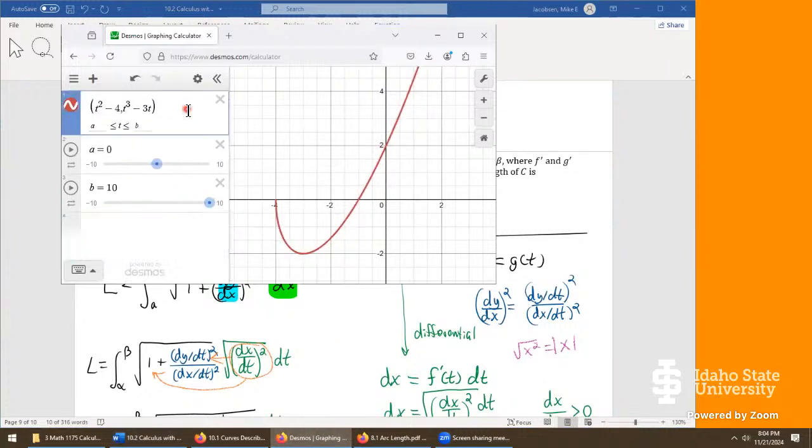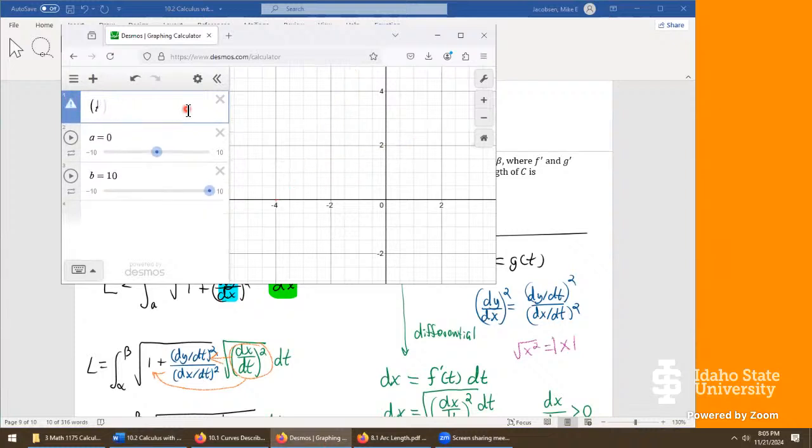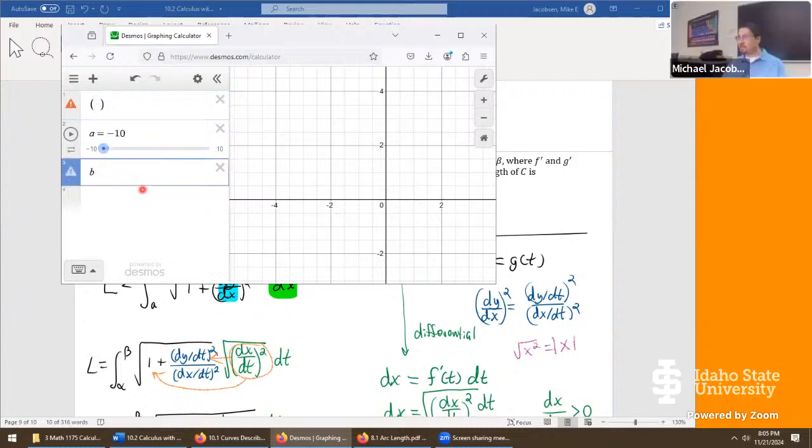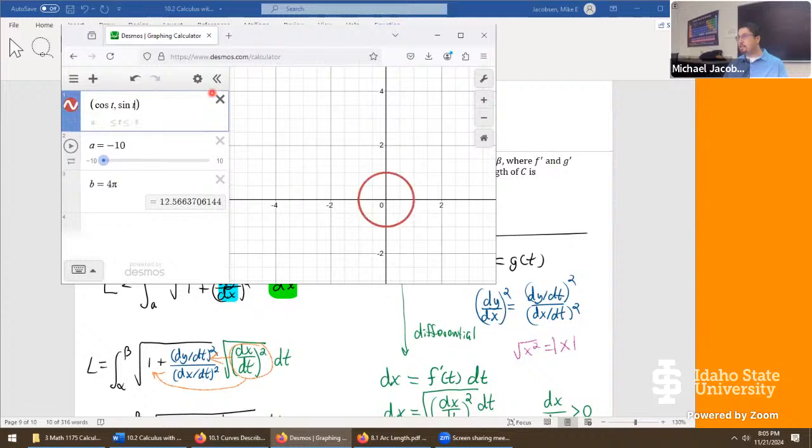I was thinking like a function could double back on itself, but in my mind, t could be increasing from a to b, and that could still be happening. Yeah, so let's try, I think the easiest one for this is a circle, basically. And usually when you generate a circle, you're going from 0 to 2 pi. So let's say we go from 0 to 4 pi instead and put in cosine t, sine t.